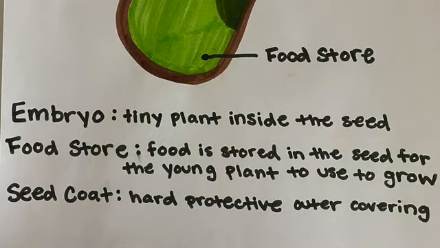So in your first segment that is labeled seeds, make sure that you have the drawing of a seed and you label it. And we can also include some of the information we found in our gallery walk by labeling the embryo as the tiny plant inside the seed, the food store, which is the food stored in the seed for the young plant to use to grow, and finally our seed coat, which is the hard protective outer covering.